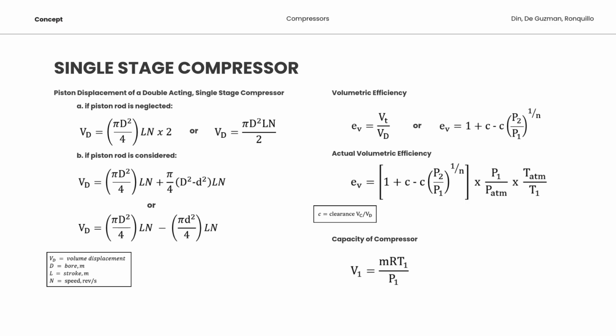Capacity of compressor. The capacity of compressor is the actual volume of gas delivered as measured at intake pressure and temperature. For the formula, V1 is equal to MRT over P.